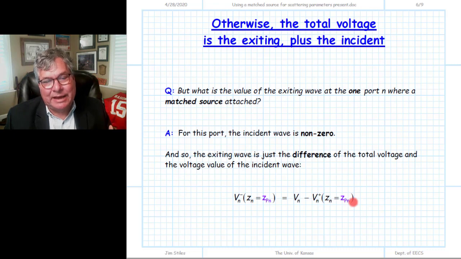And this is why we attached a match source as opposed to any other source. I could have put a source there with an output impedance of any arbitrary value. Heck, it could have been a reactive output impedance. It would generate an incident wave, and from that we could determine then the scattering parameters. But it would have taken us a lot of time to figure out what is the value of the incident wave that is striking that port. We picked specifically a match source because it allowed us to determine this value very quickly.